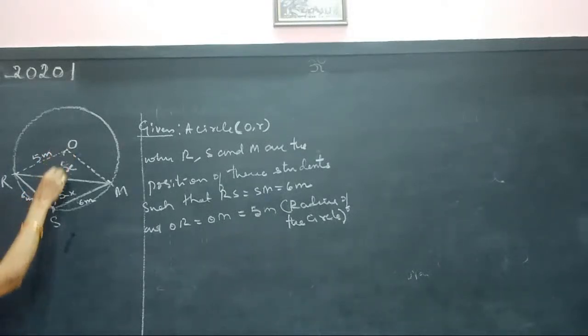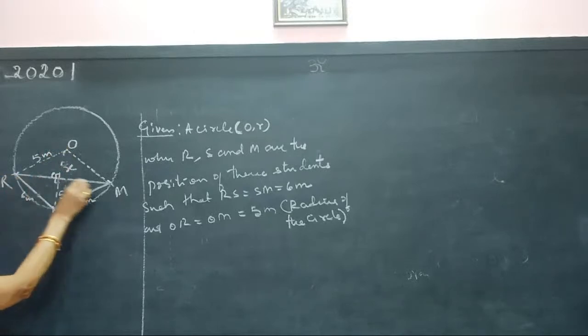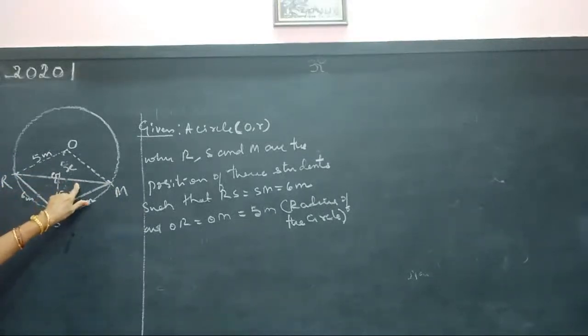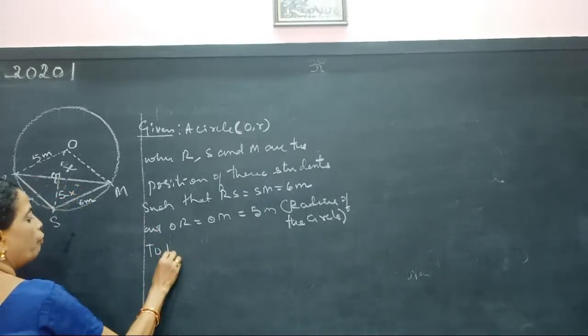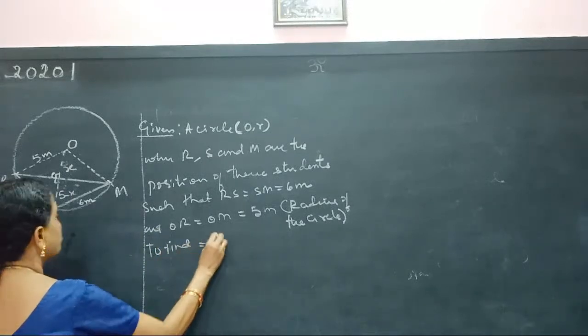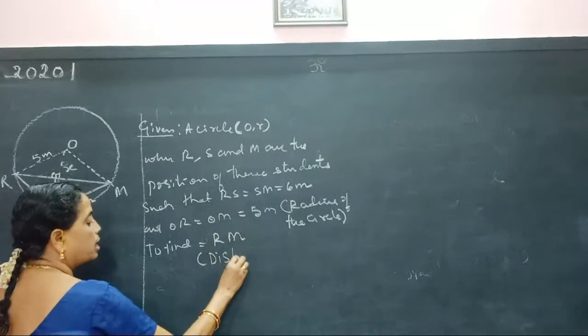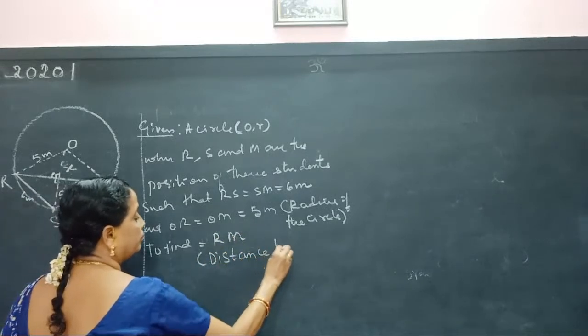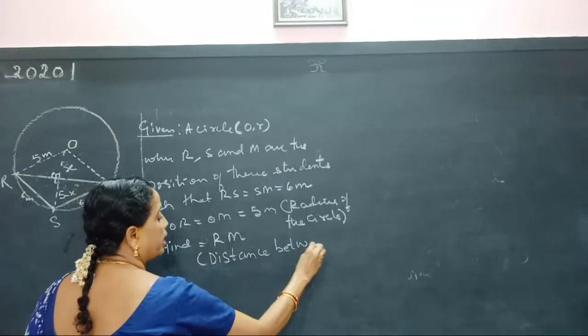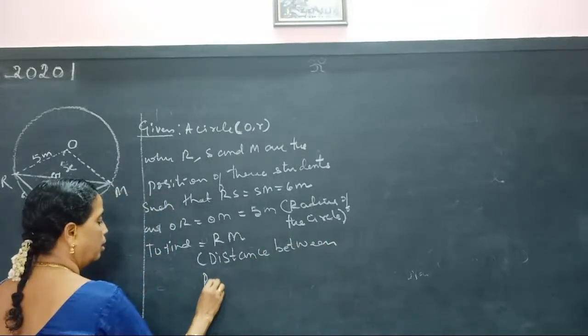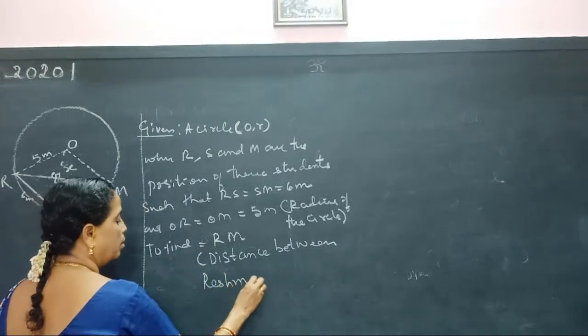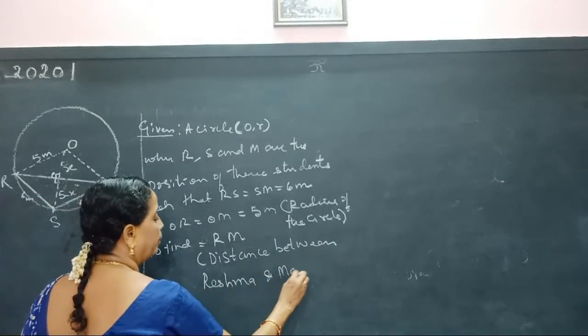the radius from the center is perpendicular to the chord. When it is perpendicular to the chord, we know that it is bisecting the chord. Directly we can write given, to find RM, that is the distance between Reshma and Mandip.